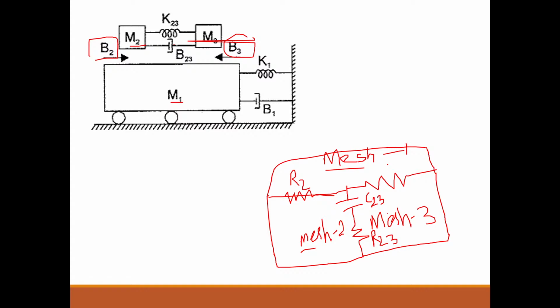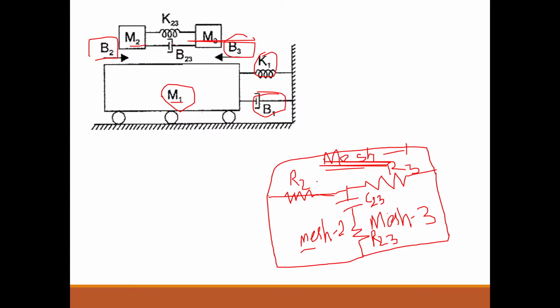Okay, so this is my R3. Now, common elements are over. Let us consider mesh 1. What is purely connected to mesh 1? M1 is there, B1 and K1. These three are purely connected to M1.